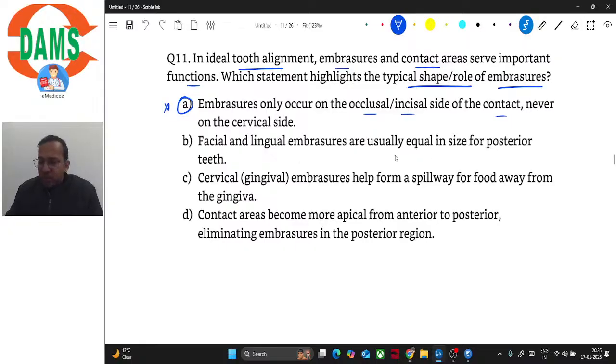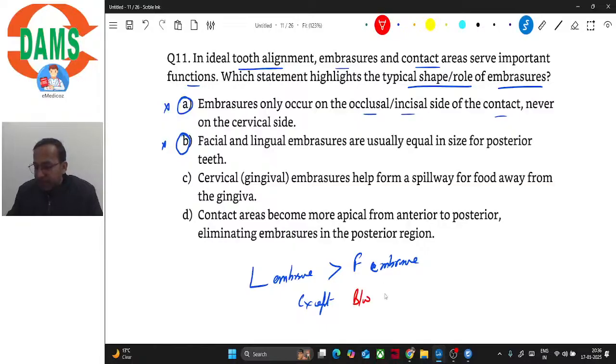Facial and lingual embrasures are usually equal in size for posterior teeth. Again, this option is incorrect because it is the lingual embrasure that is often larger as compared to the facial embrasure. So lingual embrasure is larger than facial embrasure, except between the first molar and second premolar in the maxilla, right?